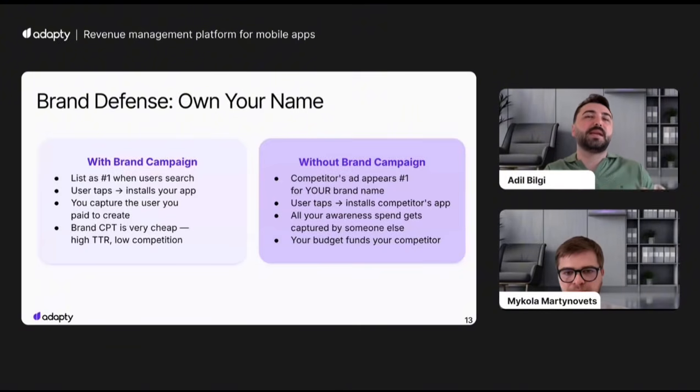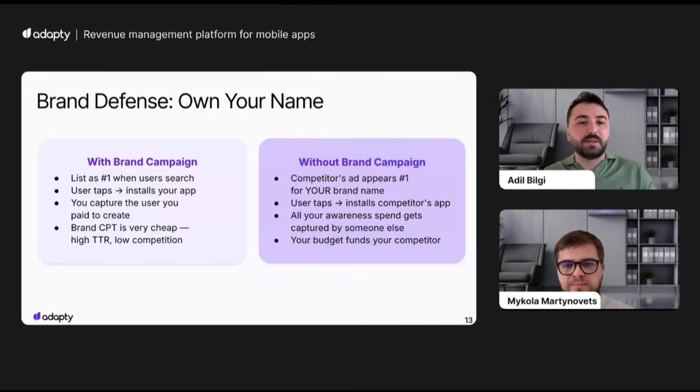This might not be acceptable for some applications which just have general branding, but especially for the ones trying to emphasize their own brand in the market. Whenever you spend your money, especially to increase the awareness of your brand in the market, and a user simply types your brand name in the store and finds your competitor listed at the top, if they are bidding on your keywords, they are capturing the users you already spent your budget to create awareness for.